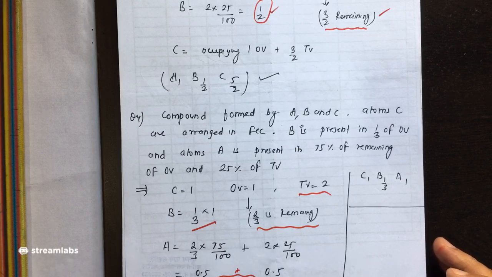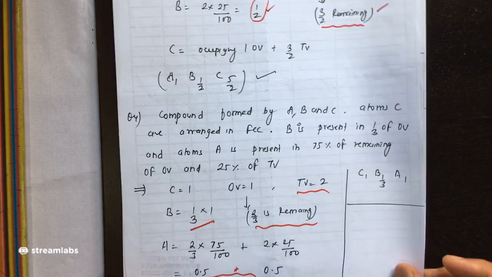I hope we have discussed nearly 4 questions related to the tetrahedral and octahedral voids. Your confusions will be cleared and your concepts will be stronger now. Let's go on to the next part of the discussion.